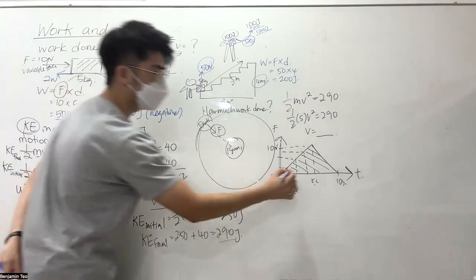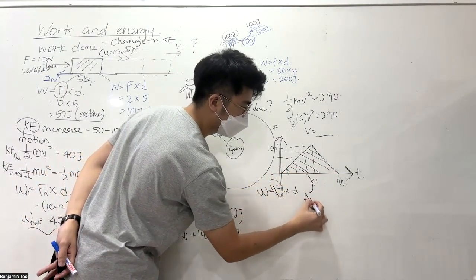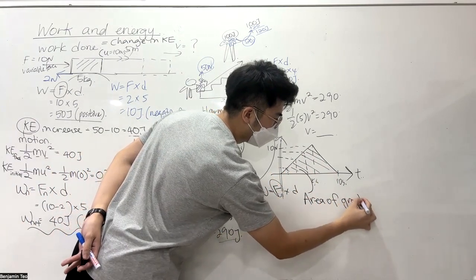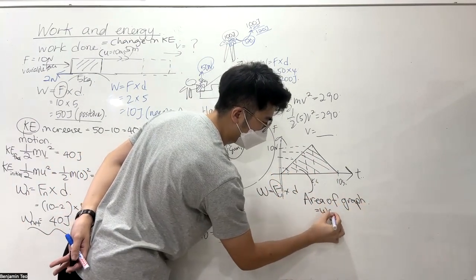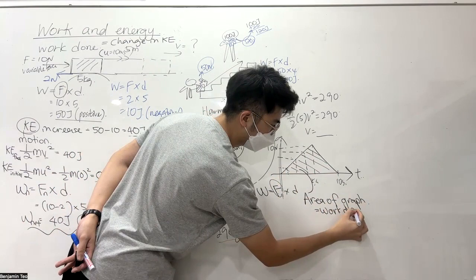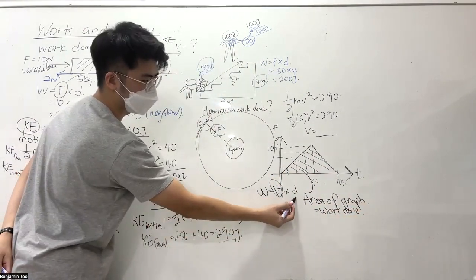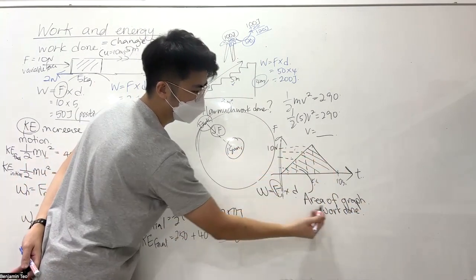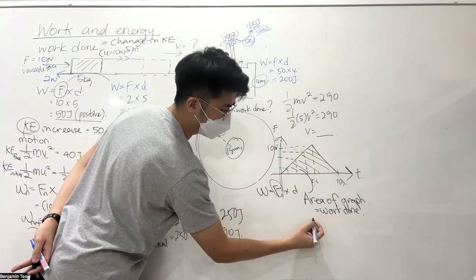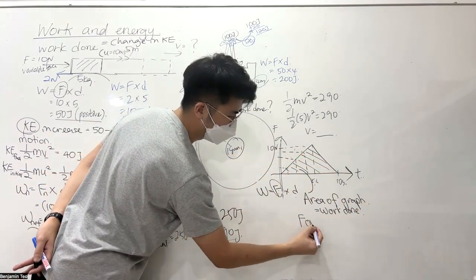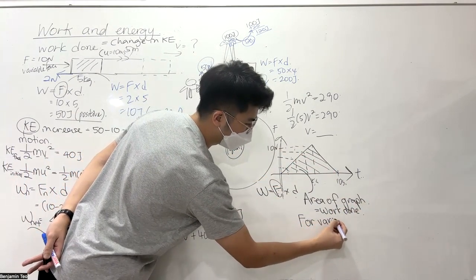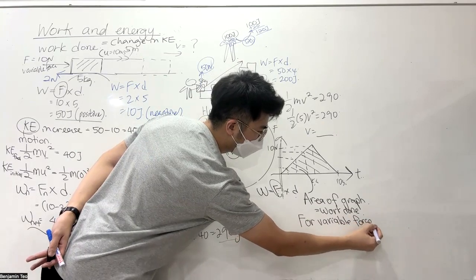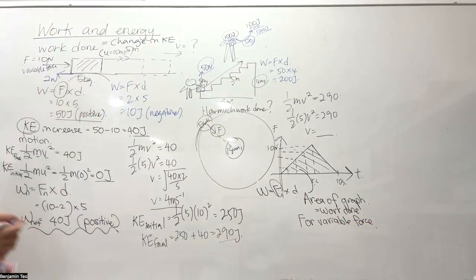Okay. So the area of the F-T graph is equals to your work done. Force times distance, y-axis times x-axis, which is your area. This one is area of the graph equals to work done for a variable force.